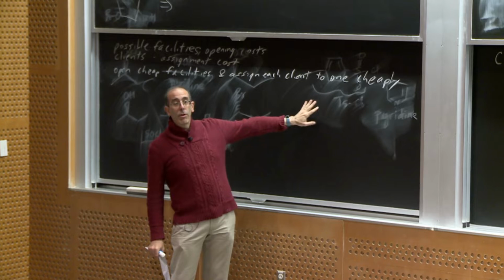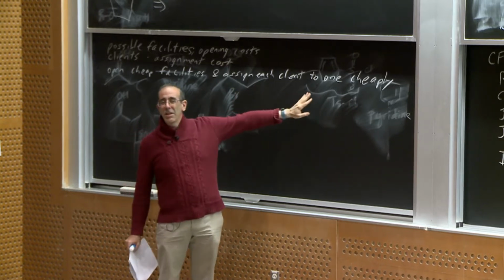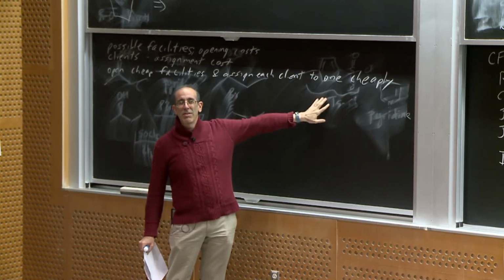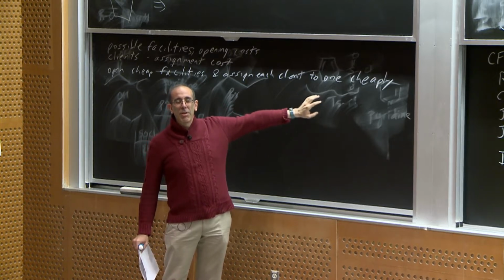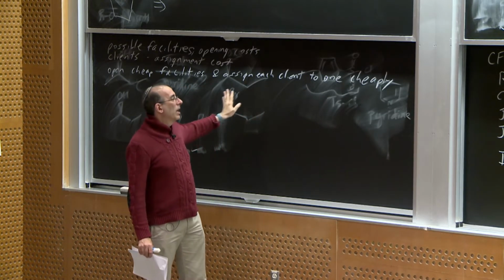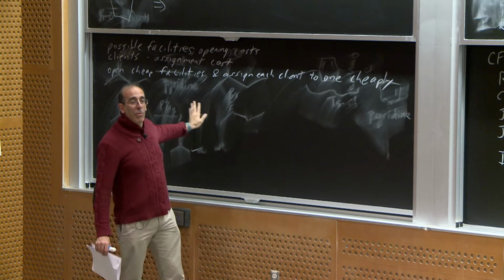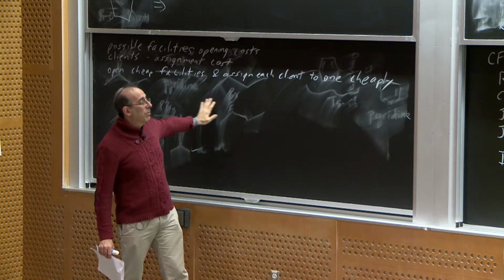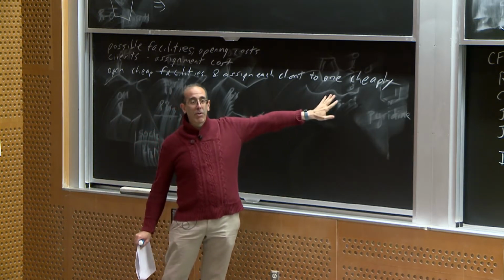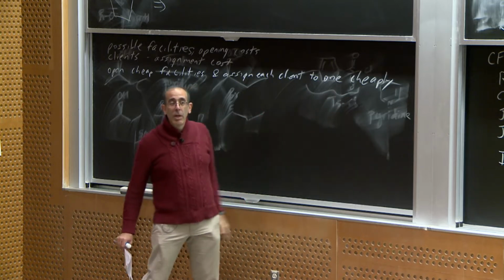each other, right? If you open all of the facilities, then you can assign every client to the closest facility. That's very cheap for assignment, but very expensive for opening. Conversely, if you only open one facility, then it's very cheap to open, but then some of the clients are going to be far away, and it's going to be very expensive to assign them.